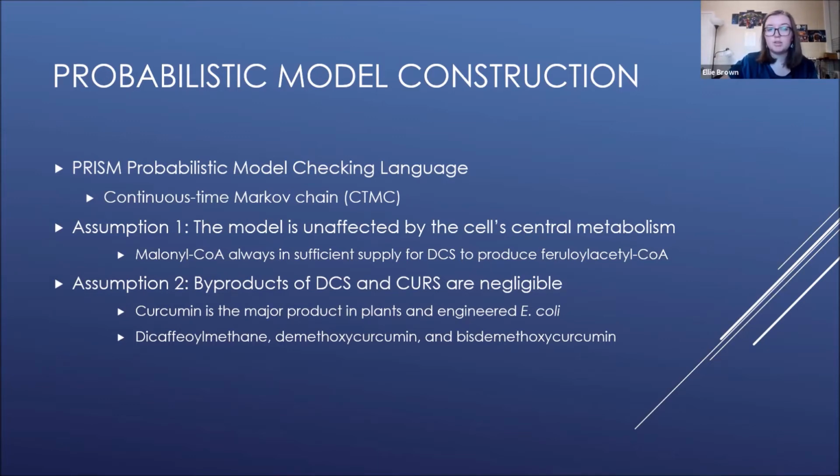Our second assumption is that the byproducts of the last two enzymes, DCS and CURS, are negligible. They make 3 more curcuminoids. They're listed in the last bullet point there below. The reason we can make this assumption is that curcumin is the major product and the other 3 are just trace products in the end. So assuming that won't make a huge difference, and these assumptions are made not at the price of the accuracy of our model.